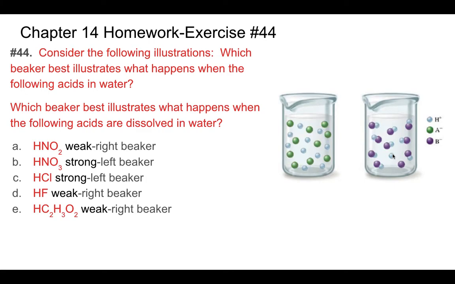So which beaker illustrates what happens when the following acids dissolve in water? HNO2 is weak, so that's the beaker on the right. HNO3 is strong, that's a beaker on the left. HCl is strong, that's a beaker on the left. HF is weak, that's a beaker on the right. Acetic acid is weak, beaker on the right.